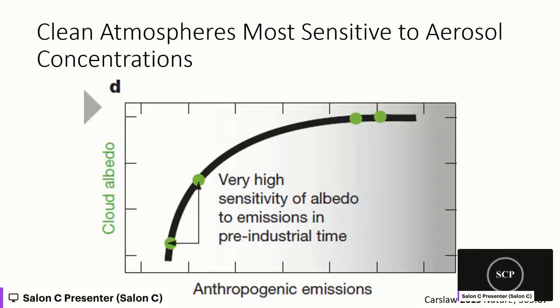In 2013, Ken Carslaw published this perspective piece about how, in reality, the cloud albedo at some point saturates. So if you're already at a really high aerosol concentration in a polluted environment, then adding extra aerosols is not really going to change the reflectivity of your cloud, and so it doesn't have a strong radiative effect. But in a clean environment, like in a pre-industrial era, small changes in aerosol particle concentrations can really affect the cloud albedo.